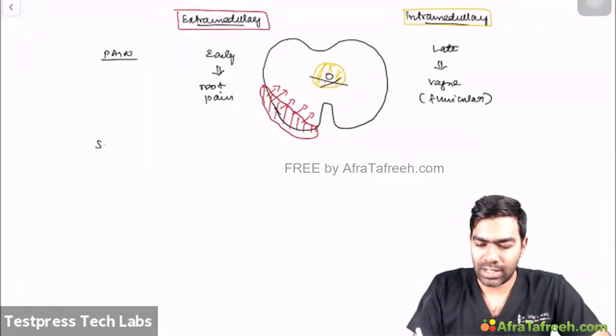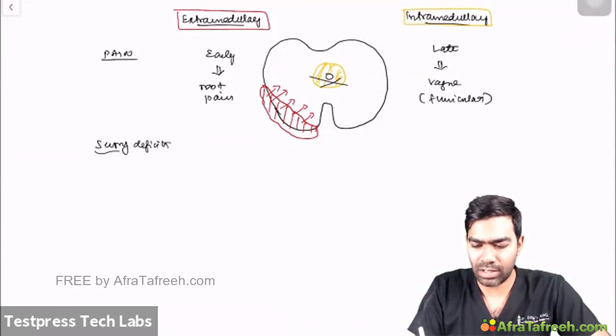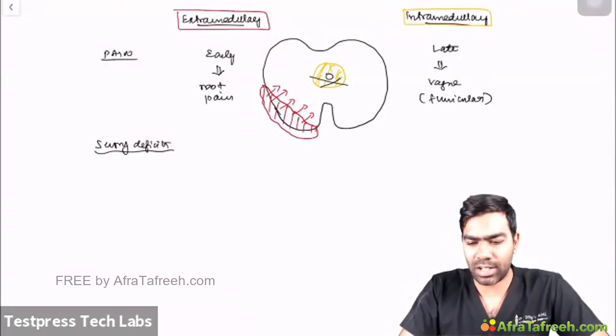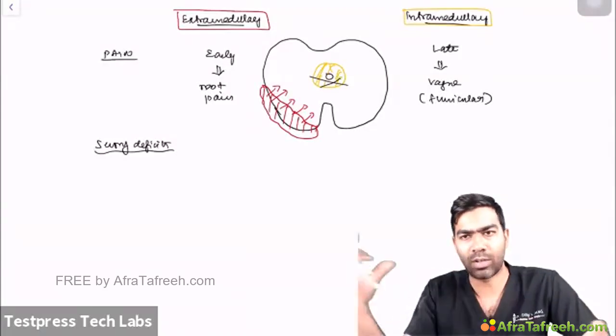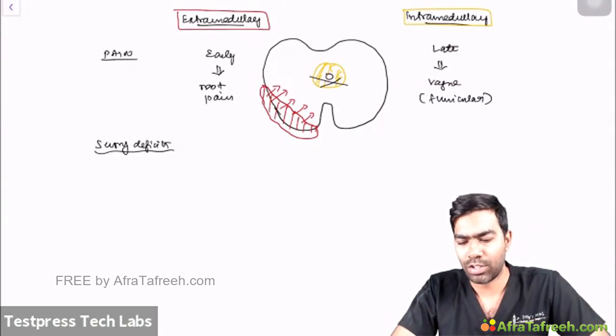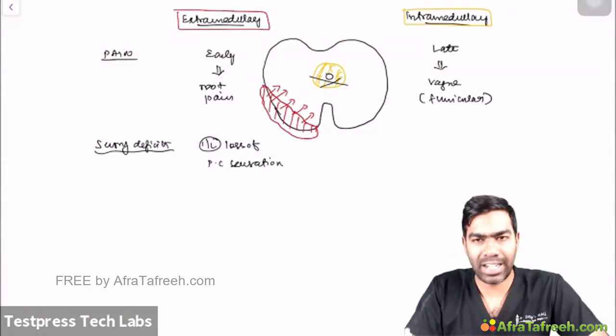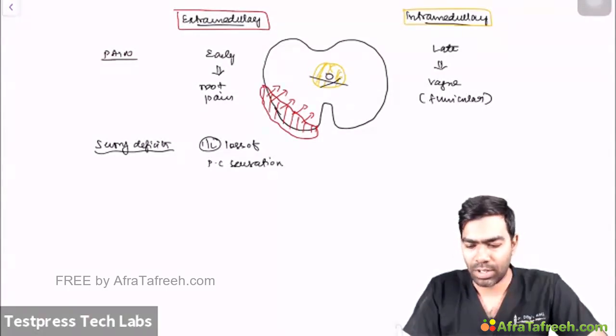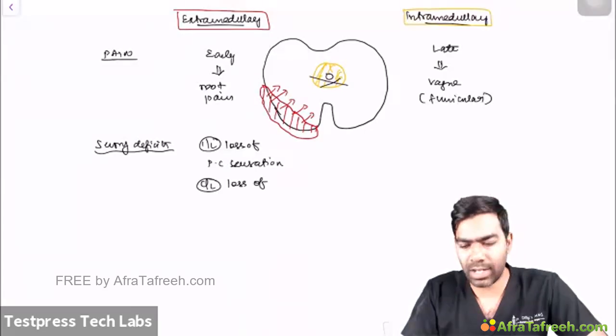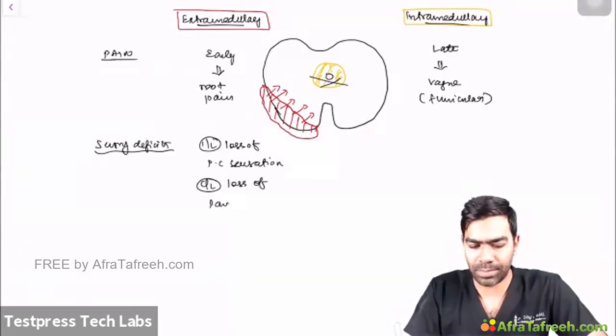And as far as the sensory deficits are concerned, you can imagine this extramedullary like a Brown-Sequard syndrome, where they're going to cause hemisection of the spinal cord. So what you will get in a Brown-Sequard syndrome? On the ipsilateral side, you're going to have loss of posterior column sensations like proprioception, vibration, light touch, position, and all this stuff. On the contralateral side, you're going to lose the pain and temperature. There will be loss of pain and temperature.